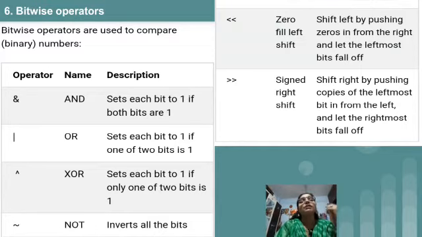Basically, bitwise operators are used to compare binary numbers. It will not compare 5 equal to 5. It will first convert that number into binary format and then check whether they are the same or not. The first operator is AND. After that we have OR.